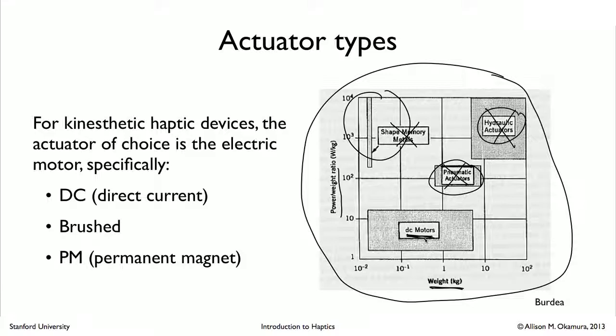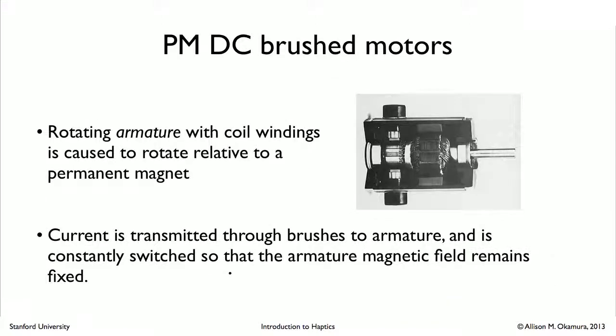So for kinesthetic haptic devices, the actuator of choice then is the electrical motor. It's a DC or direct current motor as opposed to an AC or alternating current motor. They're brushed, and we'll see what that means in a minute, and they have permanent magnets. So a DC permanent magnet brushed motor. So what does such a motor look like inside? And this is not a picture of the same motor you have in your Hapkit, but it has basically the same components.